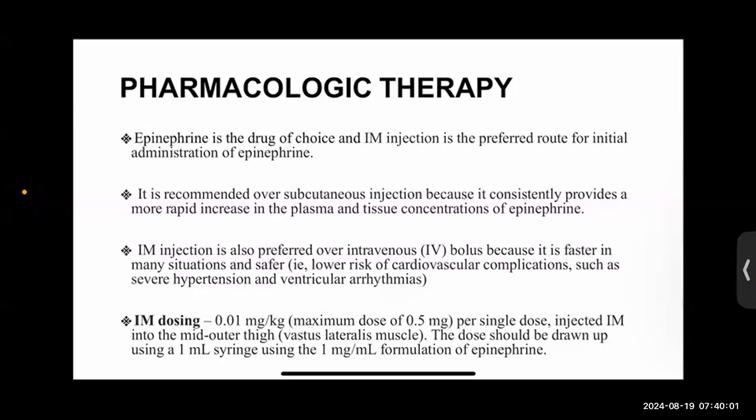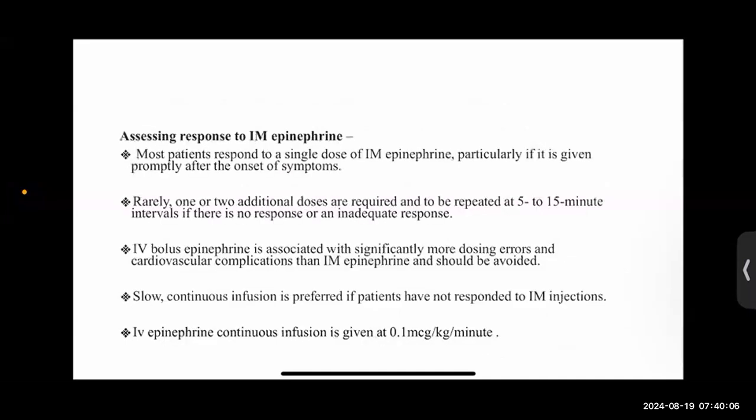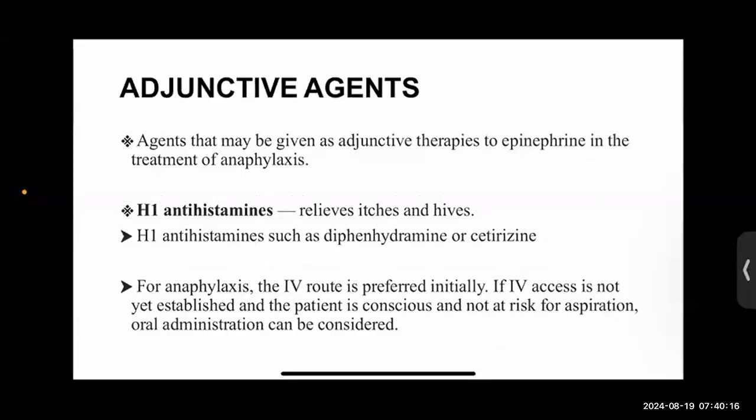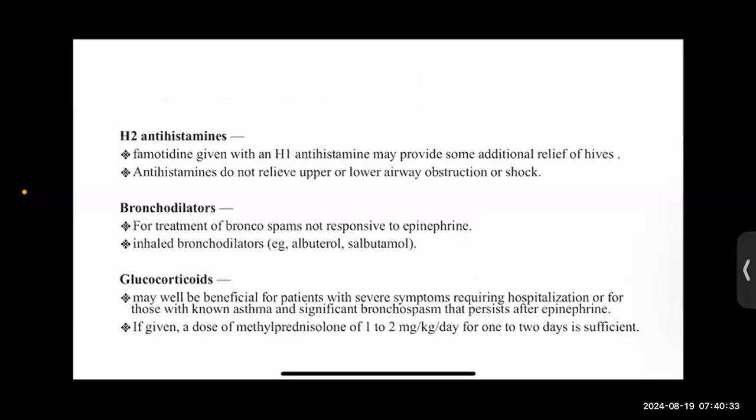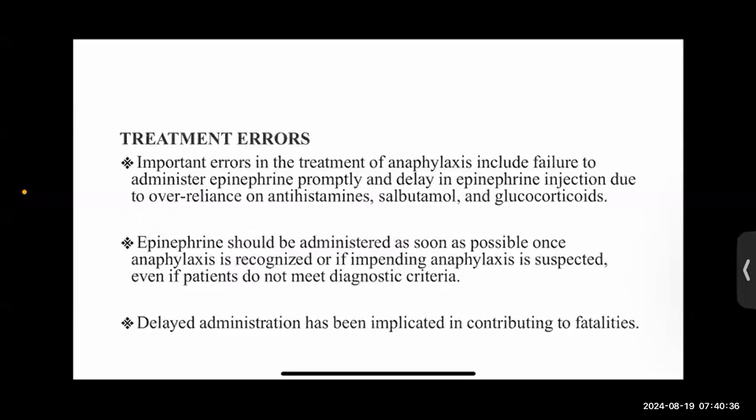It's preferable to inject it at the mid-outer thigh, and the IM route is preferred. The subcutaneous route is not preferred, and the IV is also not preferred because the patient is at risk of having cardiovascular complications, except after the first 2 or 3 doses when the patient is not responding. At that point, you can give IV, you can add it to IV fluid, 1 liter of normal saline, and titrate it over time. These are other adjunctive medications that can be used.